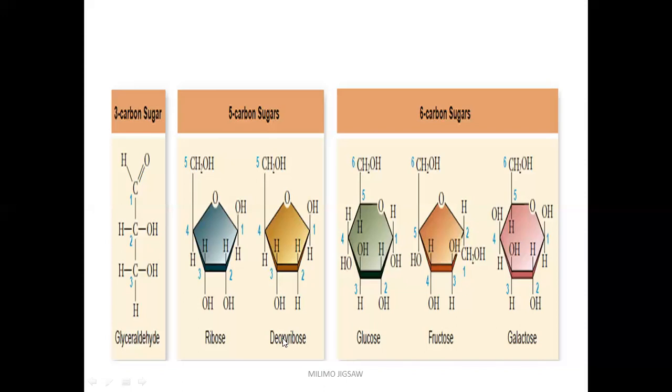Remember the difference between the deoxyribose sugar and the ribose sugar is on position number 2. So very important, carbon number 2. That's where the difference is. We have a hydroxyl group, OH group, on carbon number 2 in a ribose sugar, or we have a hydrogen atom on carbon 2 in a deoxyribose sugar. Then we have the hexose sugars there, examples of the hexose sugars, also numbered as 1, 2, 3, 4, 5, and 6 in their ring form.